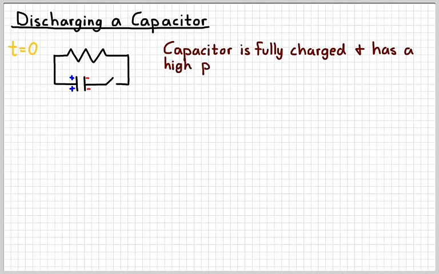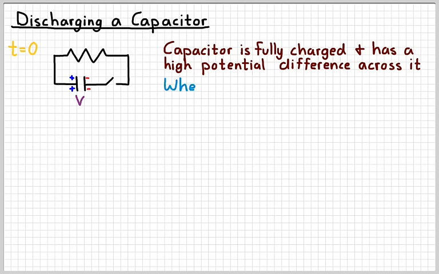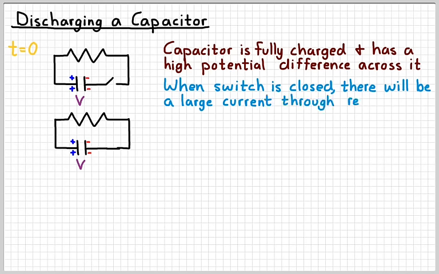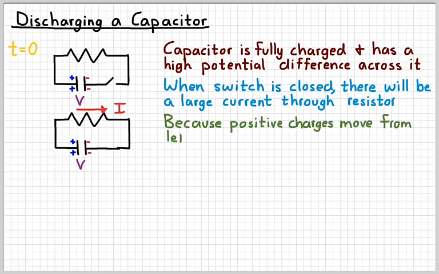So at time t equals 0, our capacitor is fully charged, and it has a high potential difference across it, like potential V. So when we close the switch, we're going to have a large current through our resistor. So there's our switch being closed. And so again, it's going to give us a large current. So our positive charges are moving from left to right through the resistor, and so all the positive charges that are on our capacitor are going to eventually go to the other side.